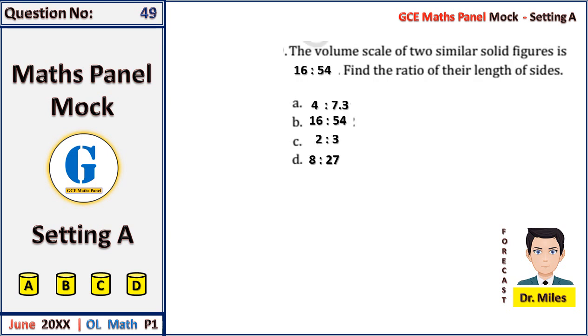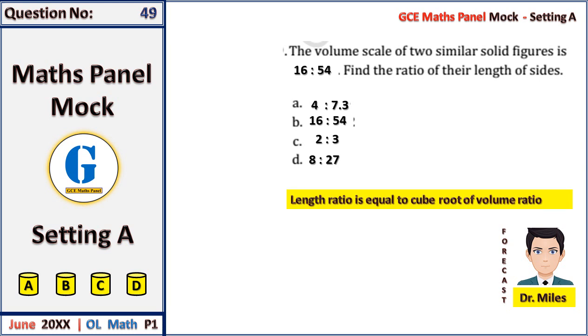Question 49. The volume scale of two similar solid figures is 16:54. Find the ratio of their length of sides. The ratio of length is given by the cube root of the volume ratio. So the cube root of 16 on 54. Note that 16 on 54 can be simplified to give us 8 on 27. The cube root of this number is 2 on 3. So the ratio of their length is 2 to 3.